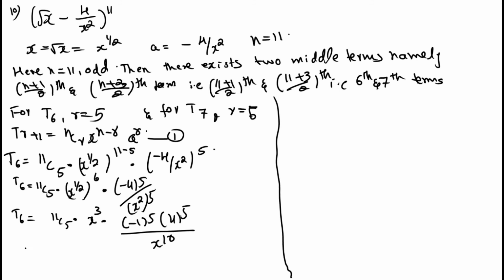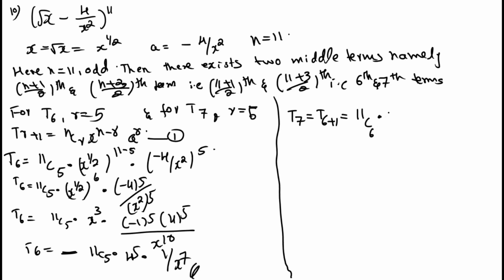5 2s are 10. So T6 equal to minus 1 to the power 5 is minus 11c5 into, see, 4 to the power 5 into x to the power 3 by x to the power 10, that is 1 by x to the power 7 in the denominator. Calculate the next term. T7 equal to T6 plus 1 equal to 11c6 into x is x to the power 1 by 2 to the power n minus r, 11 minus 6, into a value is minus 4 by x square to the power 6.